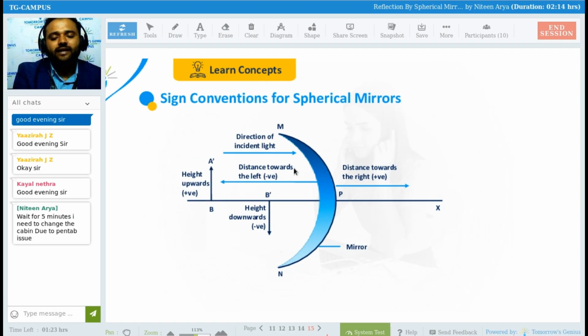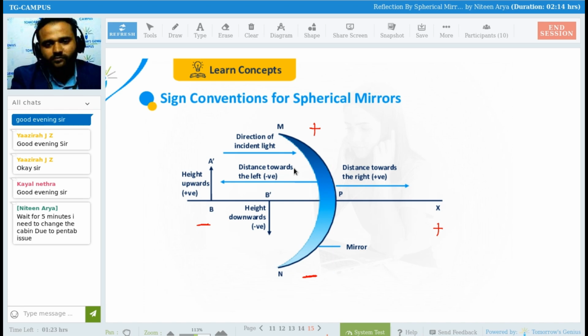What is the sign convention? Everything on the right hand side is going to be taken as positive. That is positive. That is positive. That is negative. That is positive. That is negative, and that is negative also. And how can we say that? Obviously, we are going to do it.